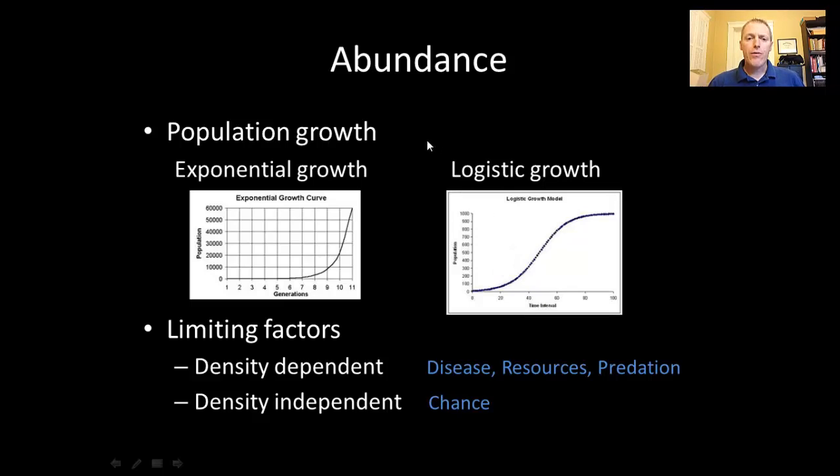Abundance refers to the amount of organisms, or the number of organisms in the population, and so there we're looking at population growth. We see here exponential growth, and it should make sense that most organisms would undergo exponential growth in perfect conditions. So in exponential growth, the population starts out small, but as the population grows, you have more and more babies, and so the population is going to grow faster and faster. And so that's exponential growth.